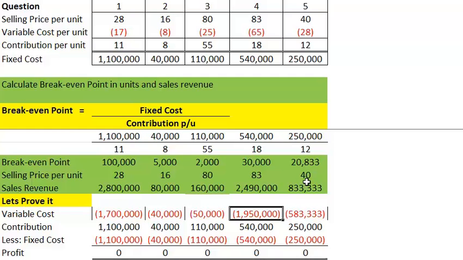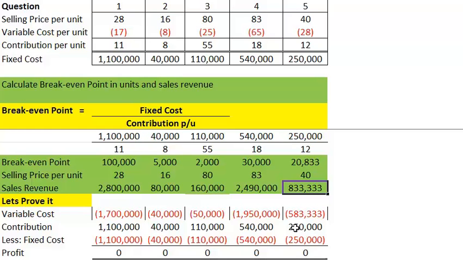In our question 5, our break even point is 20,833 units. We multiply it by 40 pound per unit selling price. We arrive at sales revenue of 833k. We multiply break even point of 20,833 by variable cost of 28 pound. We arrive at variable cost of 583k. We deduct variable cost from our sales revenue. We arrive at contribution margin of 250,000. We deduct fixed cost of 250,000. We arrive at a profit of 0.